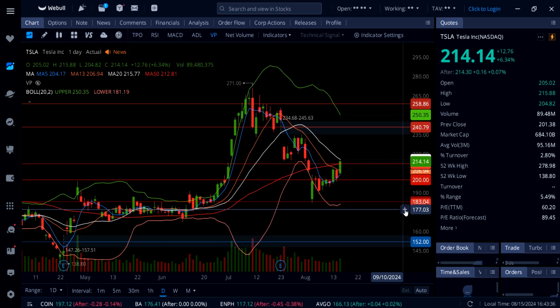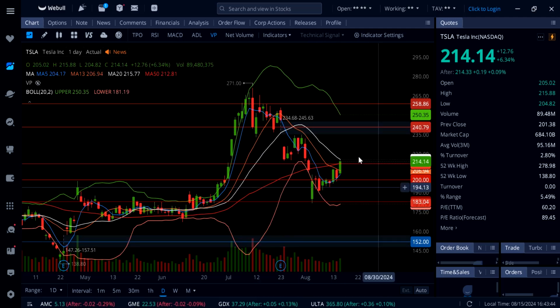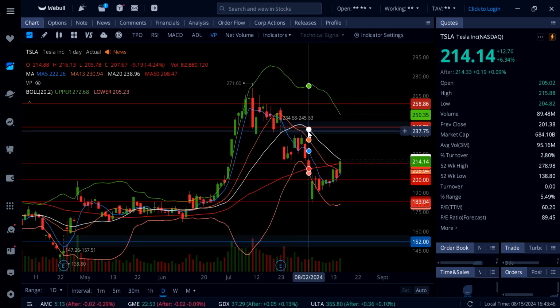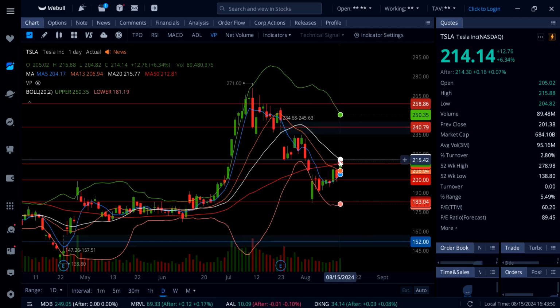So Tesla, yes, it looks good. We might get that breakout, but we're not completely out of the woods yet to say that Tesla is going up and possibly filling this gap from earnings at 245.63. We need that confirmation breakout over the 20-day moving average, and it needs to hold over that level.